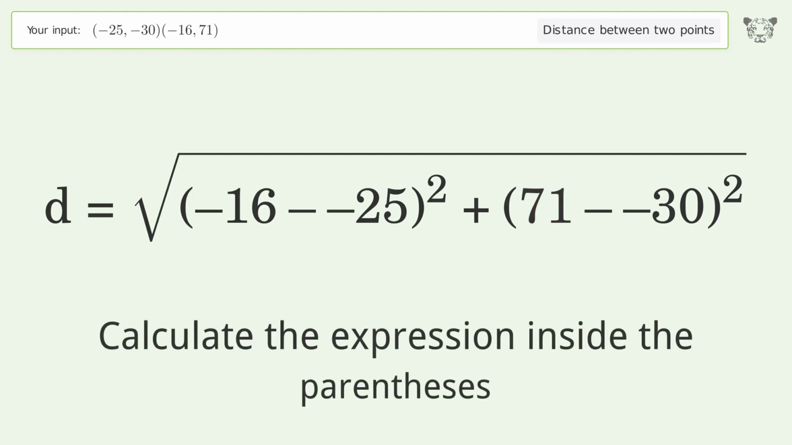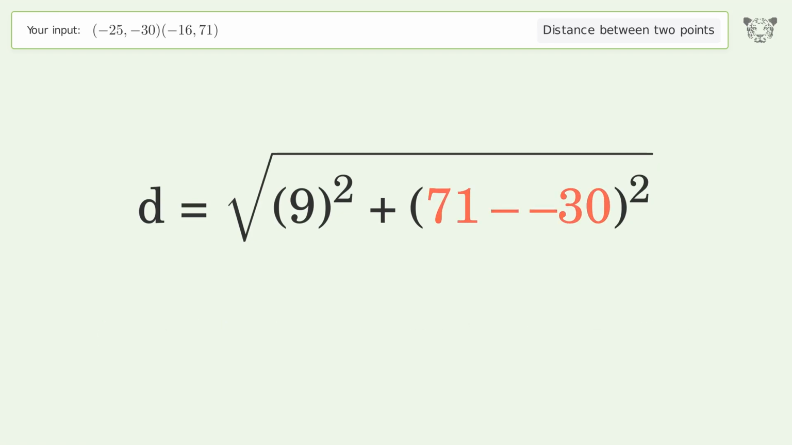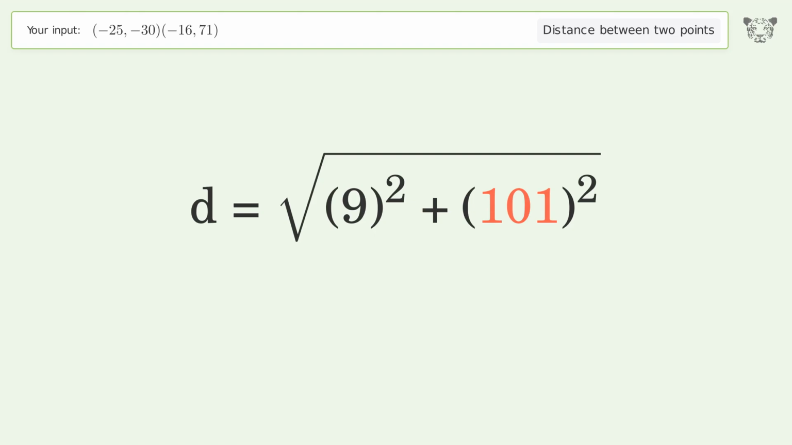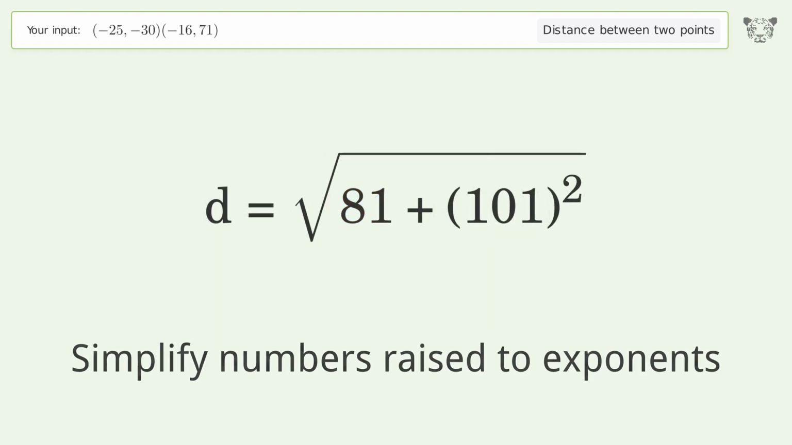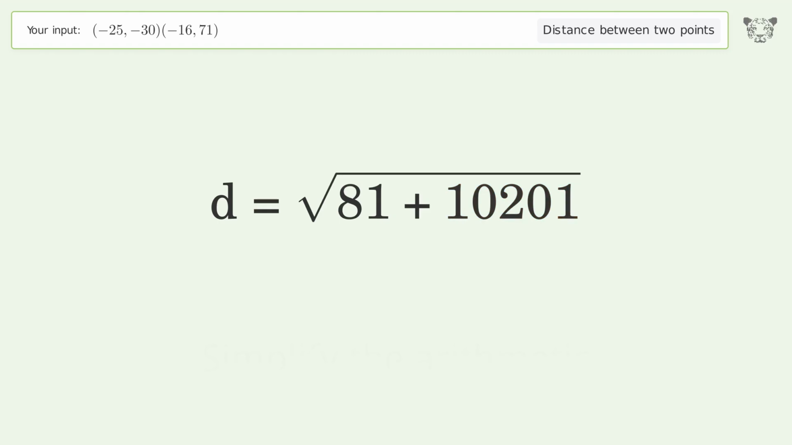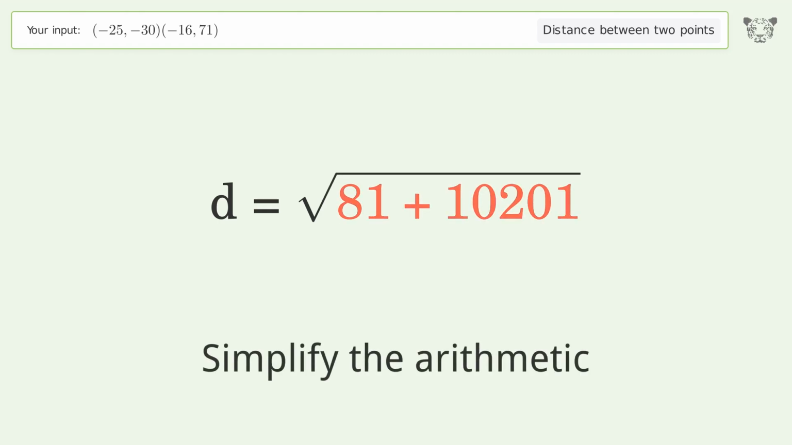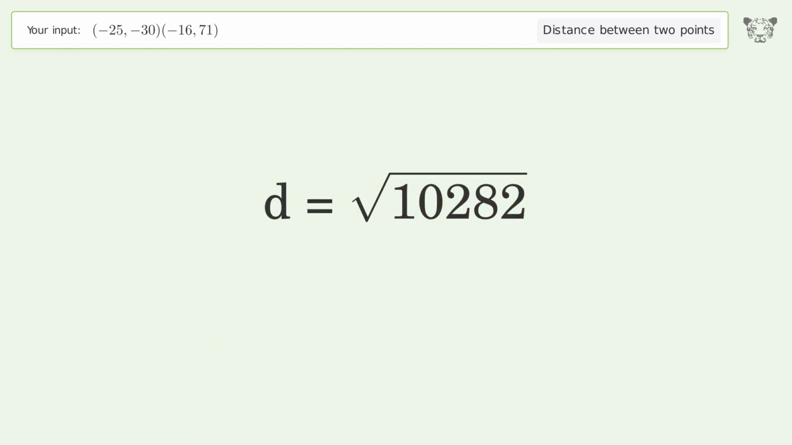Calculate the expression inside the parentheses. Simplify numbers raised to exponents. Simplify the arithmetic. And so the distance between the 2 points is the square root of 10,282, or 101.4.